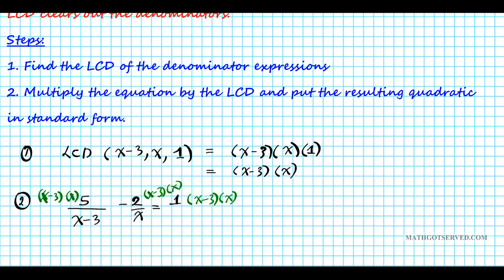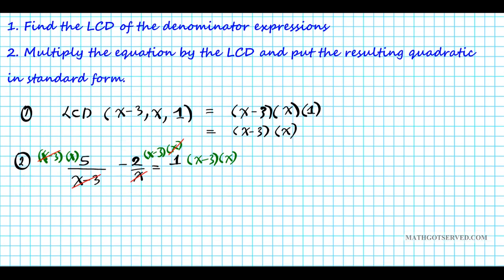Okay, what happens? Check this out. This x minus 3 divides with that. This x divides with this x, and that stays alone. Okay? We shouldn't be surprised at what happened because we're multiplying by the LCD. Every single denominator is going to be a factor of the LCD, by definition. All right, now let's simplify what we have.